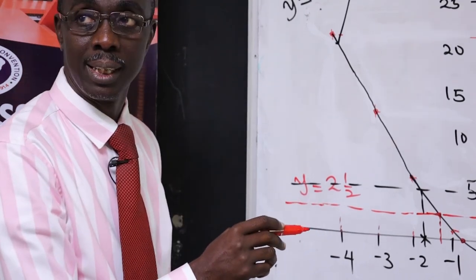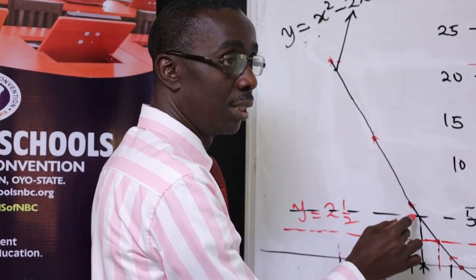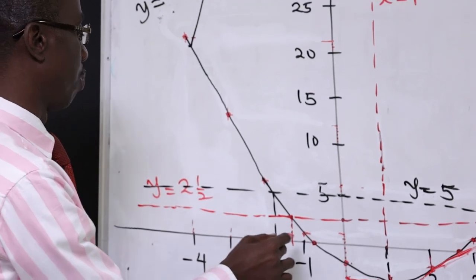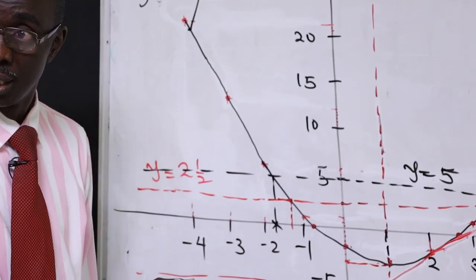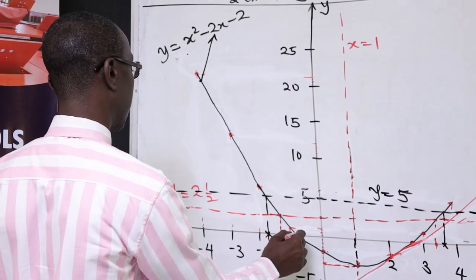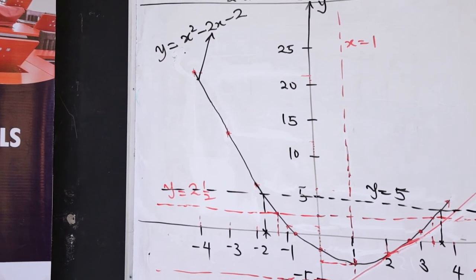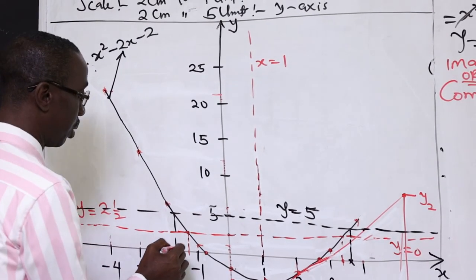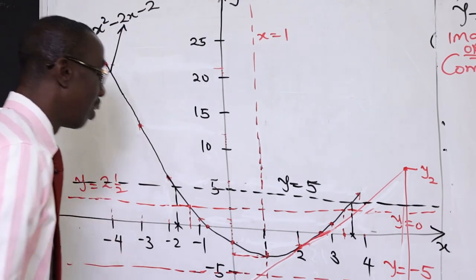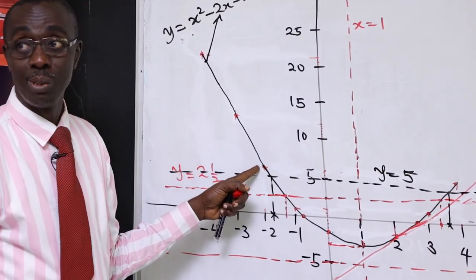This point is what? This is minus 0 point something, is it not? Oh, sorry. It's the root of the equation. So this point, then the next one is this point. Okay, let's check it again. From this point, what is happening to the values of y? Decreasing. Is it increasing? Decreasing. Yes?